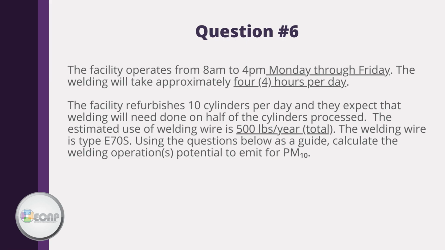This slide provides us with some crucial information that we can use to determine potential particulate matter, 10 micrometers or less, PM10 emissions associated with the process. This information includes that first, the welding will be conducted 4 hours a day, 5 days a week, and secondly, that the facility will use 500 pounds a year of welding wire. To figure out how much material is used by a process, in this case the welding rod by the new welders, we will take the actual operating time and the estimated usage rate and multiply them together.